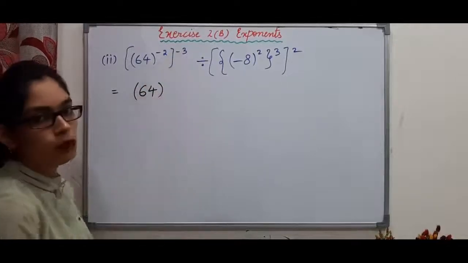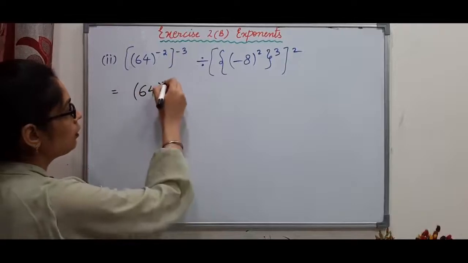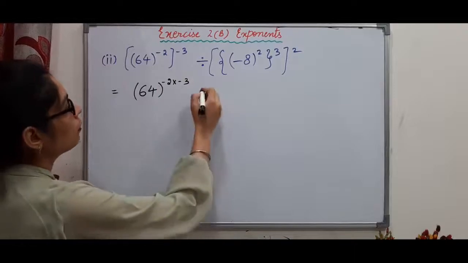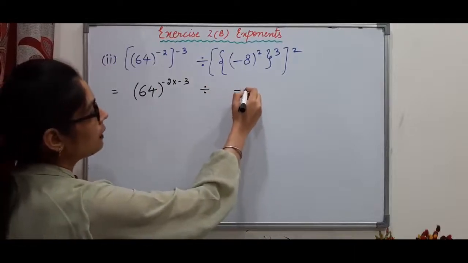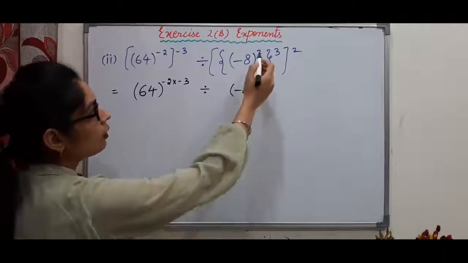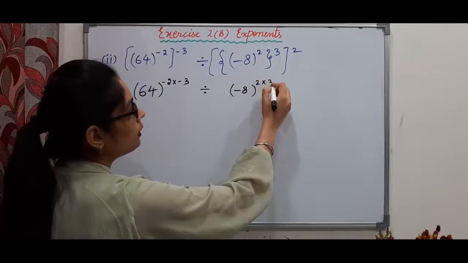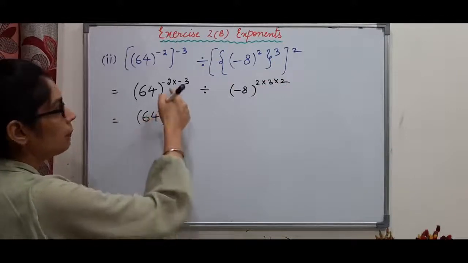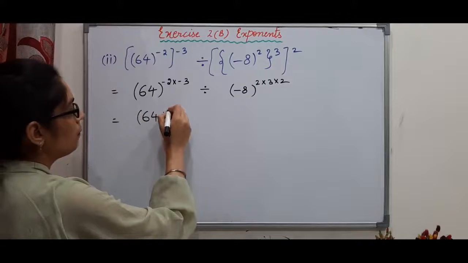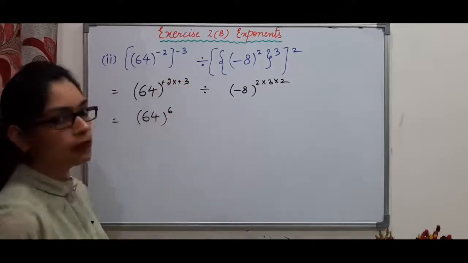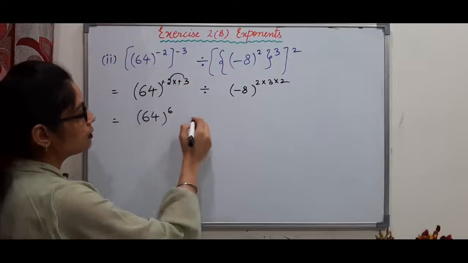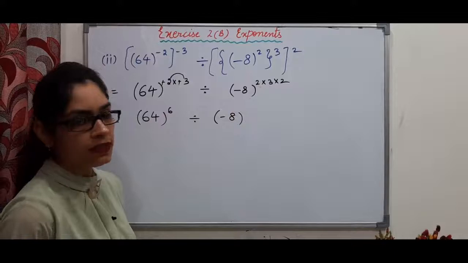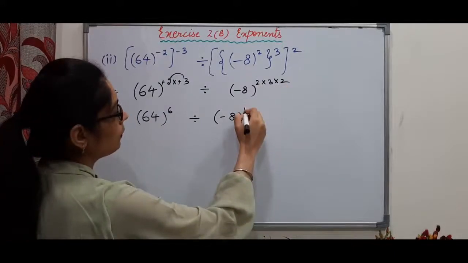So minus 2 into minus 3, we will multiply the powers according to the power rule. Minus 8 whole power, 2 into 3 into 2. So 64 to the power minus 2 into minus 3 is plus 6, because minus and minus sign will get cancelled, and 2 into 3 is 6, divided by minus 8 to the power 2 into 3, 6, 6 into 2, 12.